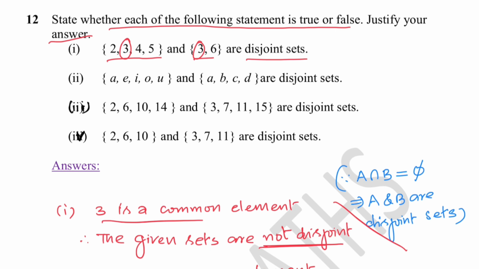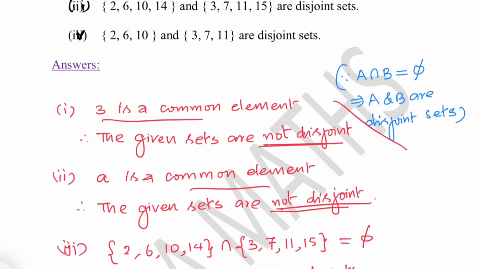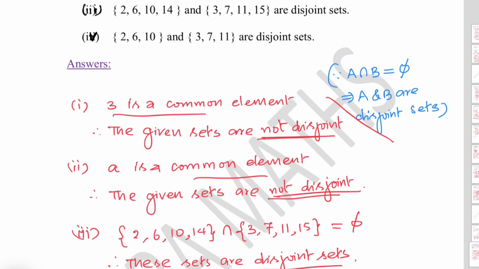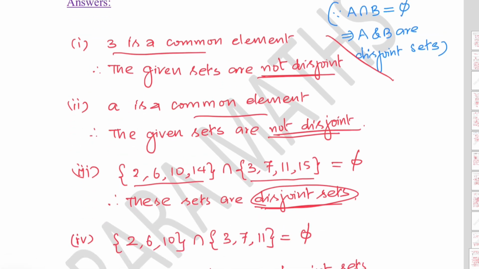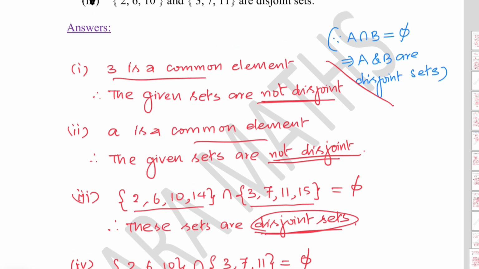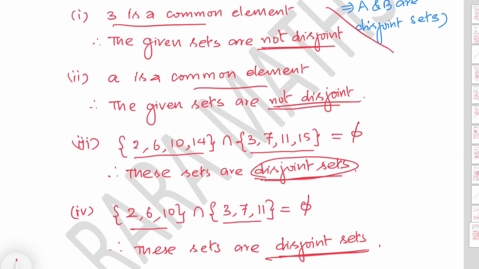And second question, A, E, I, O, U and A, B, C, D. So once again here A is a common element, therefore it's not disjoint. And part 3, 2, 6, 10, 14 and 3, 7, 11, 15. So the intersection of these two sets is null set, empty, no element in common. Therefore these sets are disjoint sets. And fourth question, 2, 6, 10 and second set is 3, 7, 11. So there are no elements in common, therefore these sets are disjoint sets. So that completes this exercise.